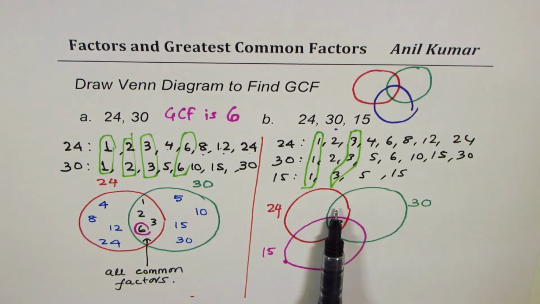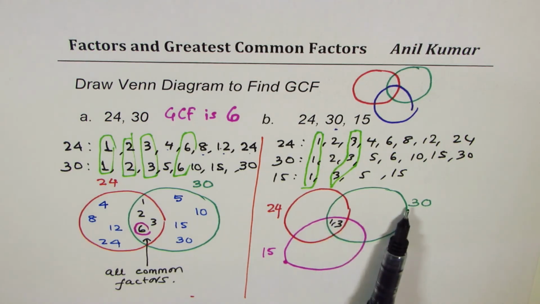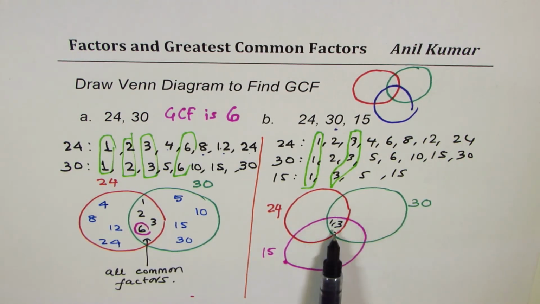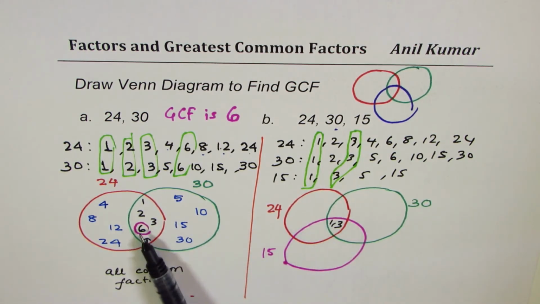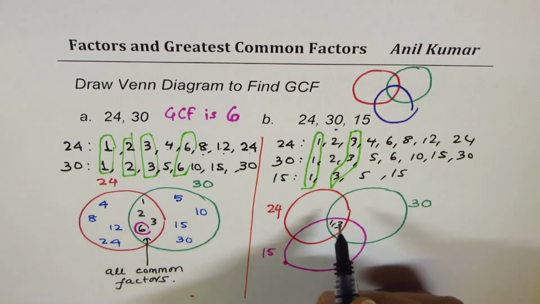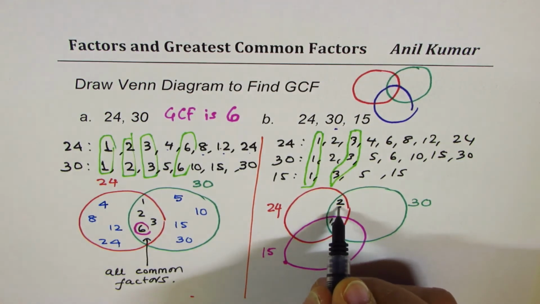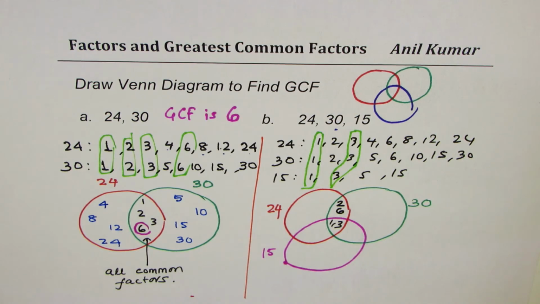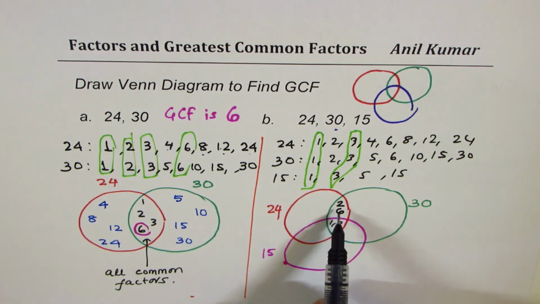Now you have to look individually between, let us say, 24 and 30. So you have to find what is common between 24 and 30, but has not been taken here. Well, we can use this chart. Perfect, right? So we have 1 and 3, 2 and 6 are left. So these 2 and 6 will come here. So we have to fill those numbers.